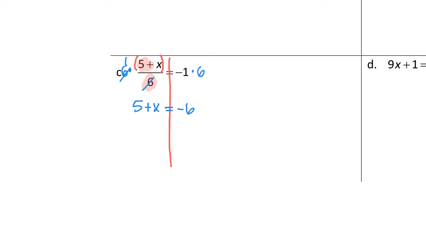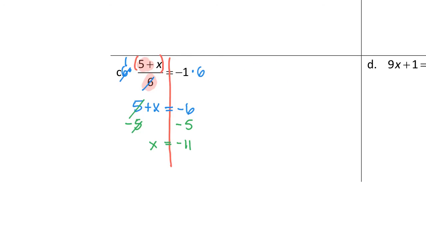Some of you might have noticed if you checked your answer that if for some reason it wasn't working, this could have been the reason. So we're going to subtract the 5. The opposite of 5 is negative 5. So we'll subtract the 5 here, and those 5s will cancel. That will leave me with x equals negative 11.